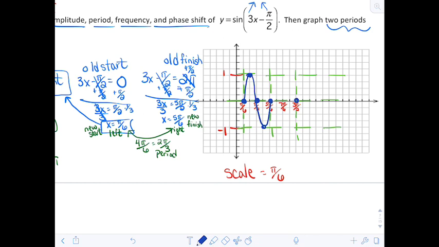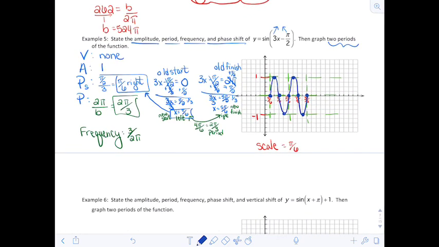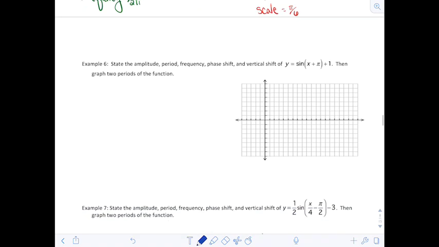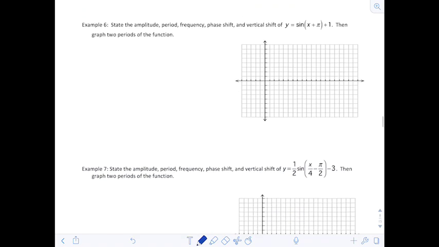So it starts at the midline, ends at the midline. In the middle, it's at the midline. Halfway in the beginning, it's at the top, and halfway through the second part, it's at the bottom. And there's two cycles of the sine graph. So hopefully that makes sense, and each of those steps were logical for you. Okay, two more examples.